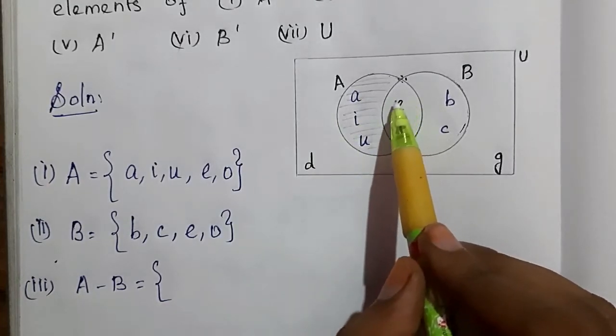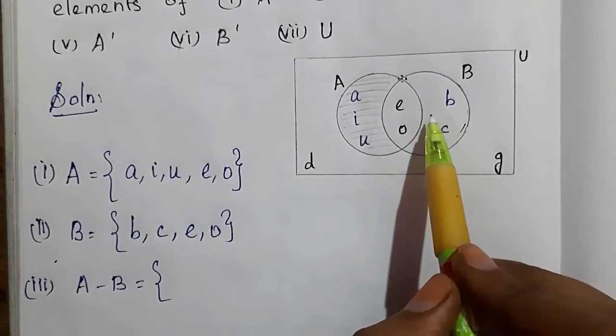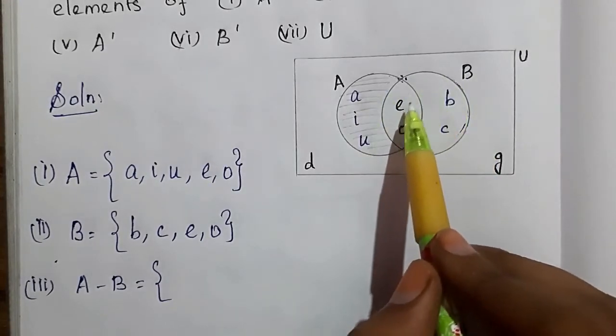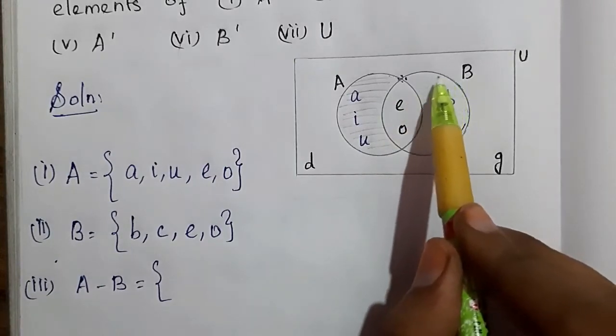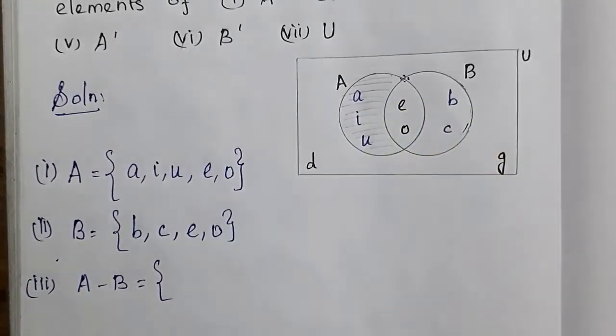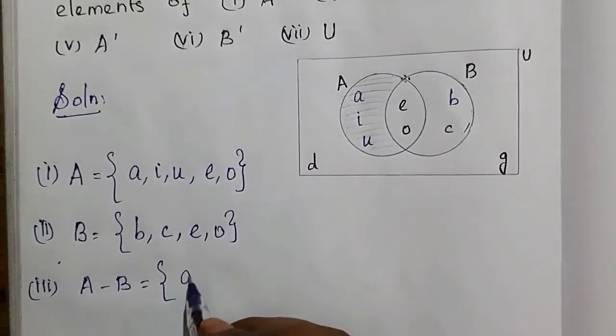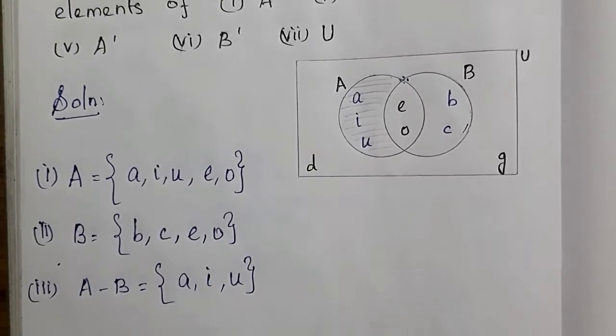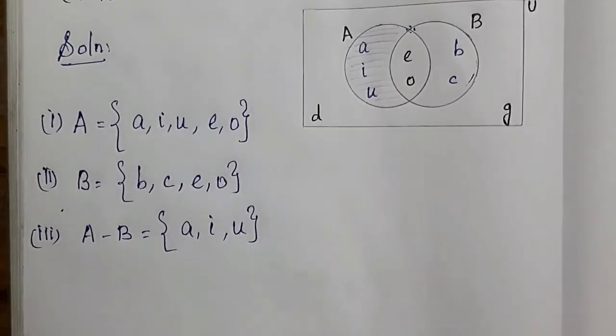Because it is also an element of A, but it is also an element of B. It is common for A and B. We cannot choose it because it is one of the elements of B. So we have to remove that. So we will get only the elements A, I, U. The same thing. Next the question is B minus A.